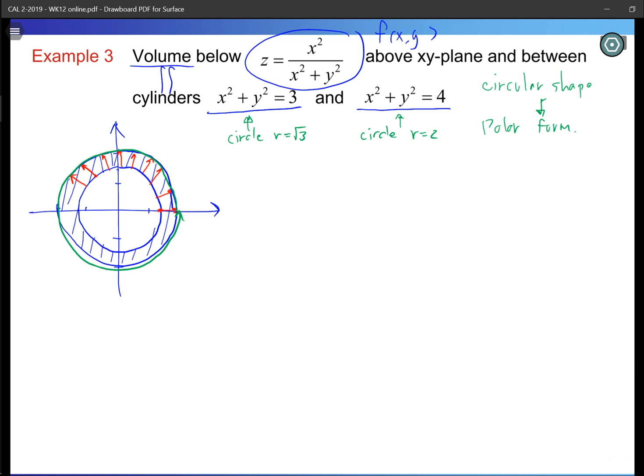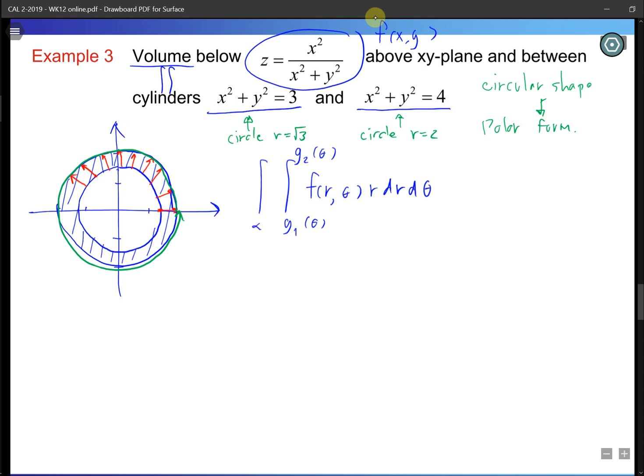Okay, let's keep that in mind and translate this into math. Once again, we are going to use the formula, the advanced one, function in terms of r and theta. dA is r dr d theta. R starts sweeping from the inner function g1(theta) to the outer function g2(theta). For the angle, it starts sweeping from alpha to beta. So let's translate what we just found out to all these terms.